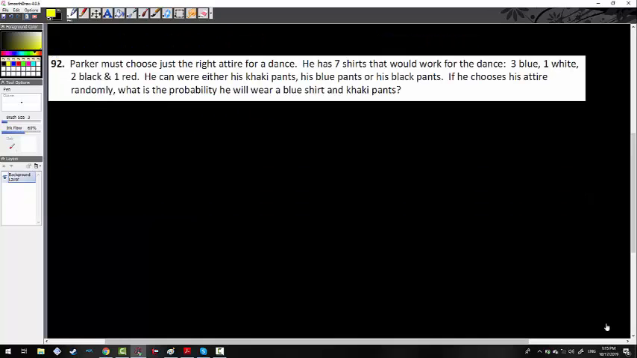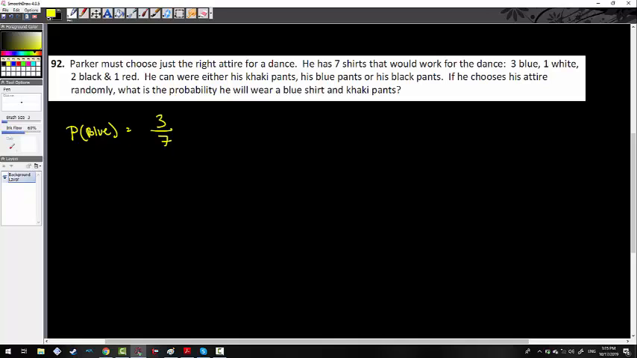Parker must choose the right attire for the dance. He has 7 shirts that would work for the dance, 3 blue, 1 white, 2 black, and 1 red. He can wear either khaki pants, blue pants, or black pants. If he chooses his attire at random, what is the probability he will wear a blue shirt and khaki pants? Well, probability says the probability of him choosing a blue shirt, well, there's a total of 7 shirts. He has 3 blue ones, which means his probability of choosing a blue is 3 out of the 7 shirts.